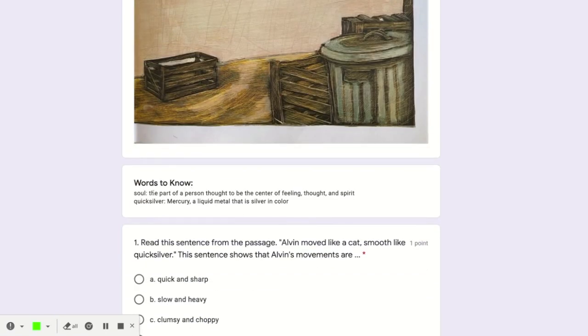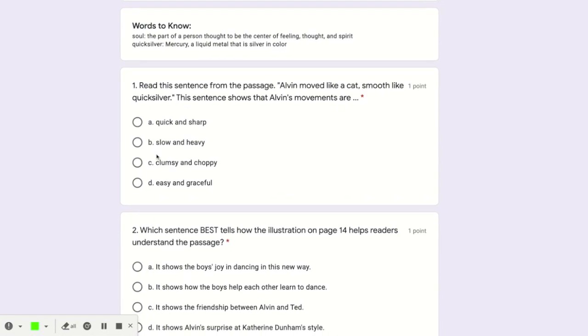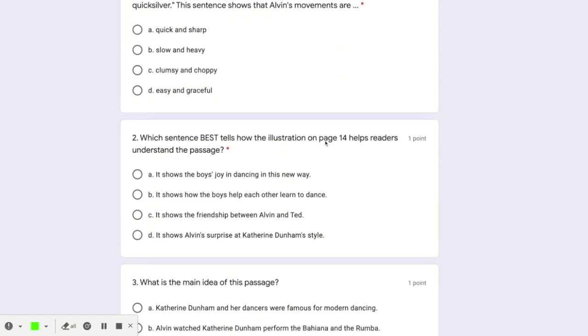All right, so words to know. Soul: the part of a person thought to be the center of feeling, thought, and spirit. And quicksilver is mercury, a liquid metal that is silver in color. All right, number one, read this sentence from the passage. "Alvin moved like a cat, smooth like quicksilver." This sentence shows that Alvin's movements are: A, quick and sharp; B, slow and heavy; C, clumsy and choppy; or D, easy and graceful. So again, think about the word we just read from the Words to Know box, quicksilver, to help you understand what Alvin's movements were like.